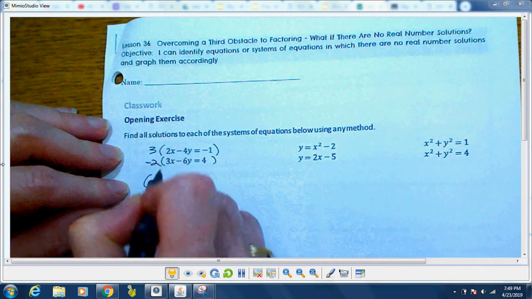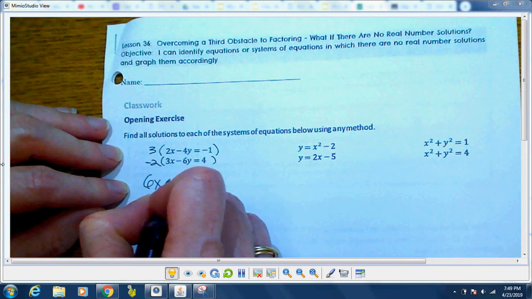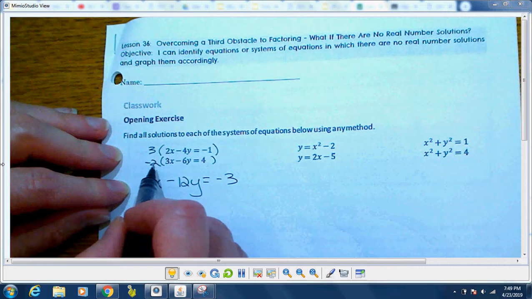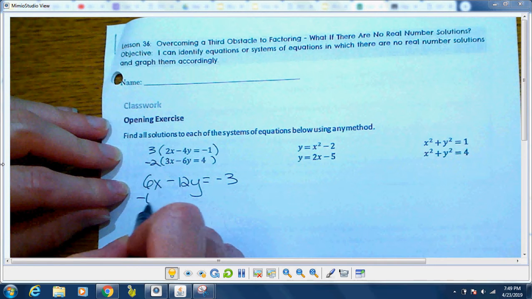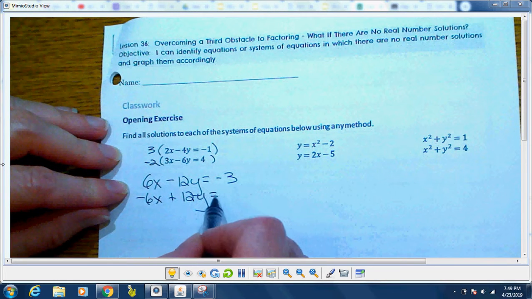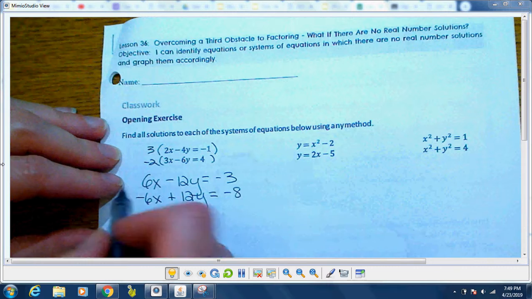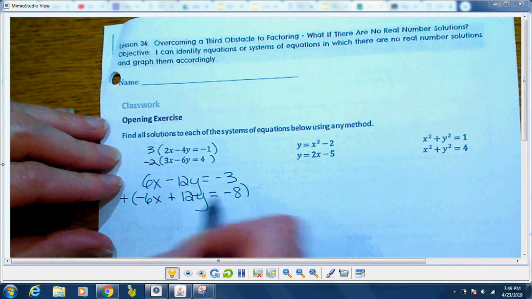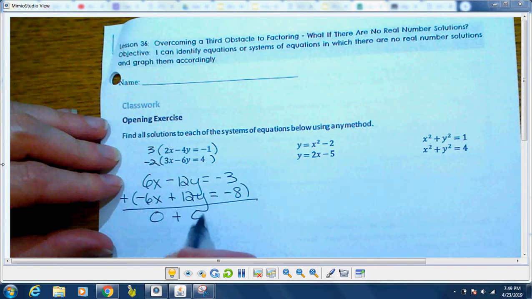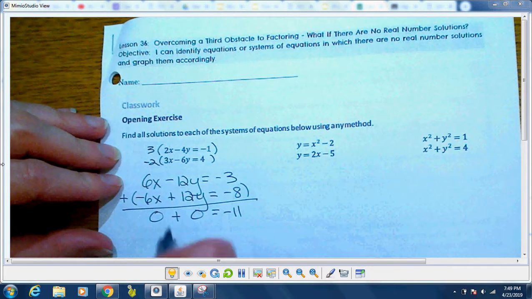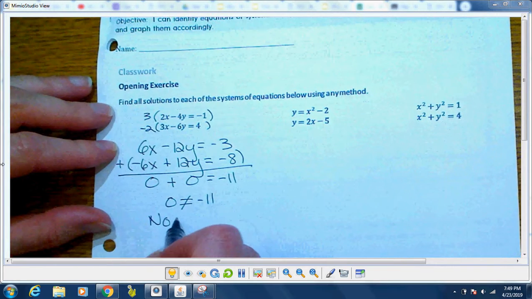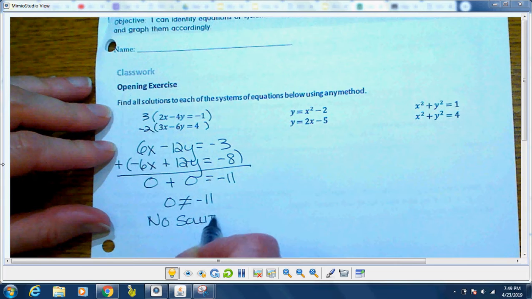So I get 6x minus 12y equals -3. And then I get -6x plus 12y equals -8. So when I add these two, those all cancel out. 0 plus 0 equals -11, and 0 does not equal -11, so there's no solutions. Okay, let's keep moving on.